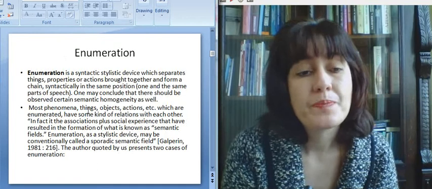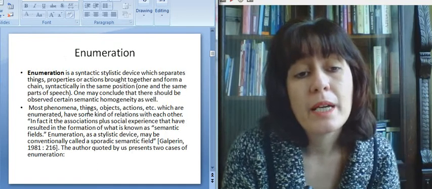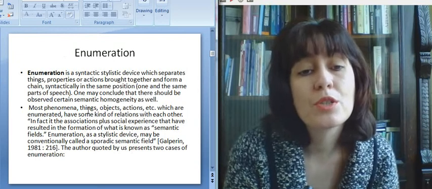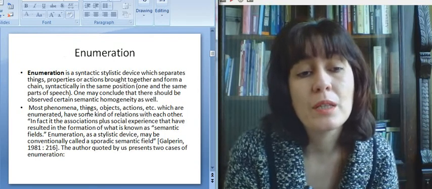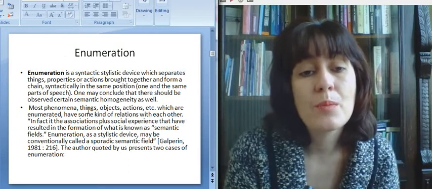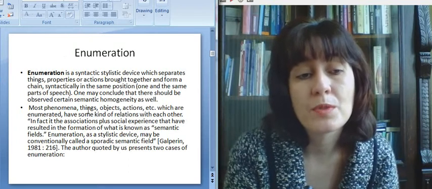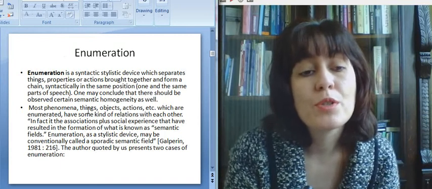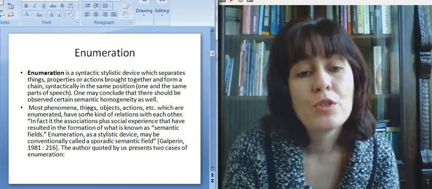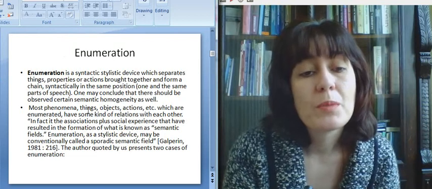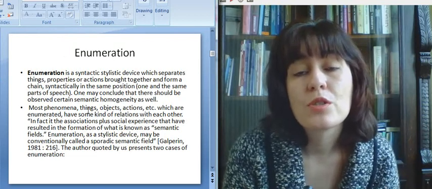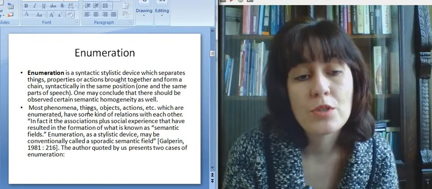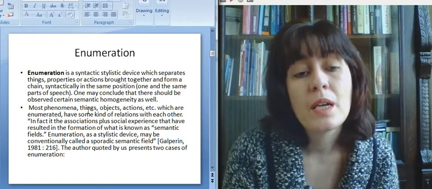And now about enumeration. Enumeration is a syntactic stylistic device which separates things, properties, or actions brought together to form a chain, syntactically in the same position, in the same parts of speech. So one may conclude that there should be observed certain semantic homogeneity as well. Most phenomena, things, objects, actions, etc., which are enumerated, have some kind of relations with each other.